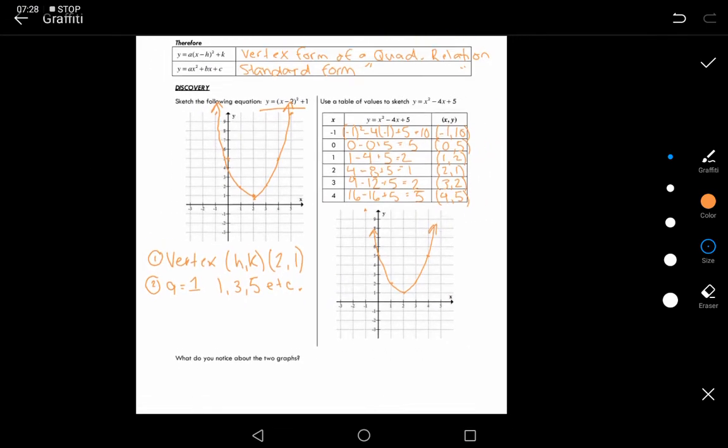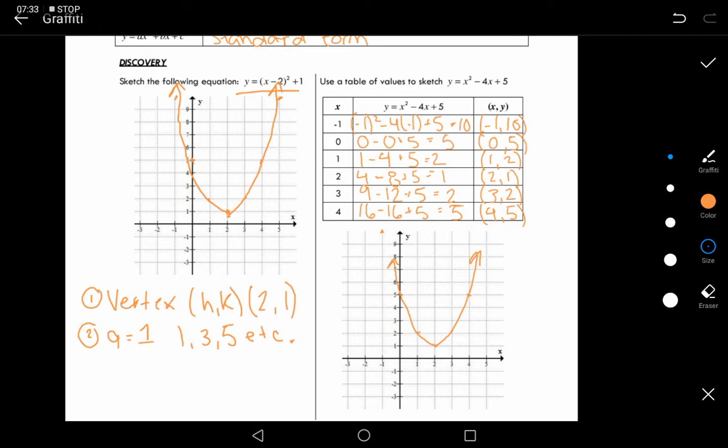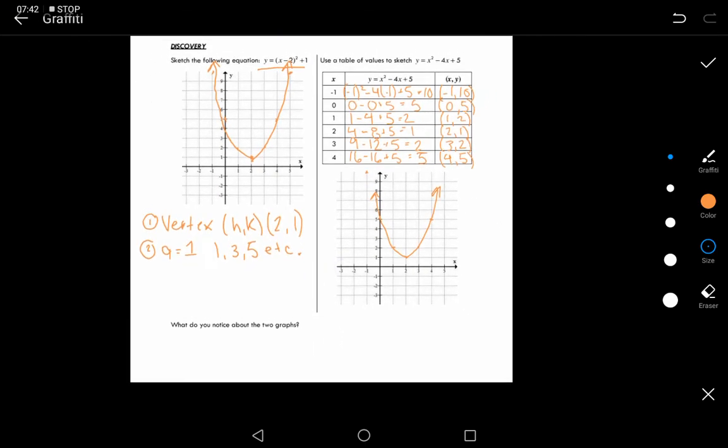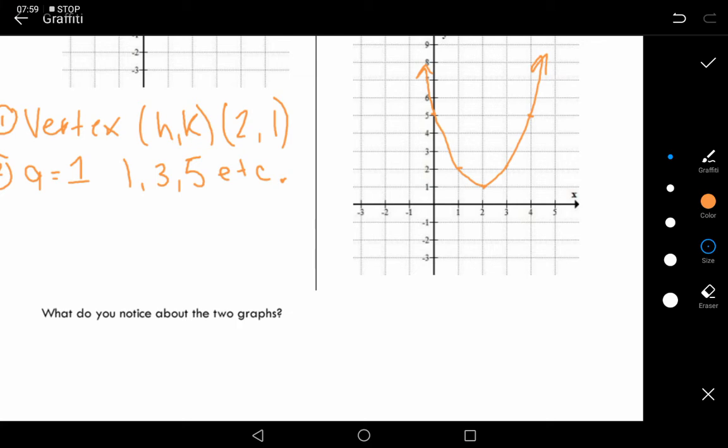Okay, so what do we notice about these two graphs? On mine, it might not be as clear just because, again, graphing on here isn't the easiest thing. But what you should notice is that the graphs are the same, okay? The vertex on the left-hand graph is at (2, 1). The vertex on the right-hand graph is at (2, 1). Right? The y-intercept for both of them is at (0, 5). Okay? So they are the exact same graphs. So what we notice is the graphs are the same.